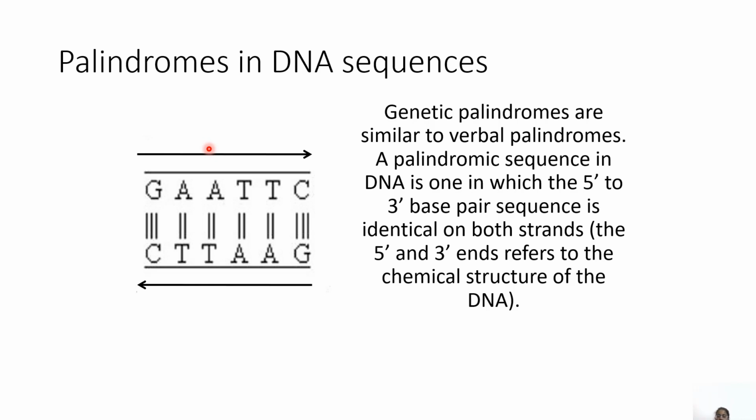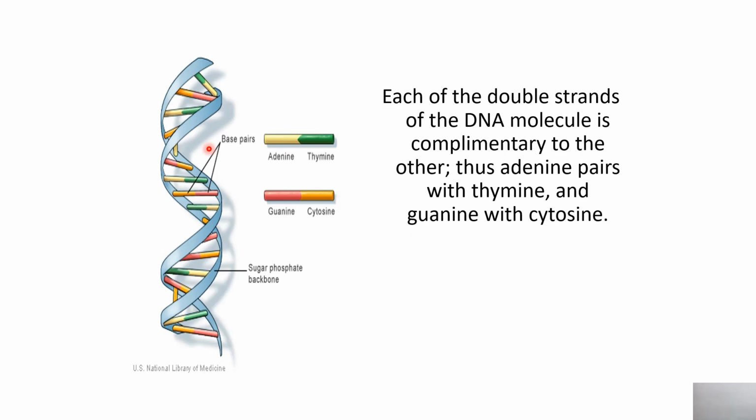So what does a palindrome have to do with molecular biology? Palindromes in DNA sequences are very common. Genetic palindromes are similar to verbal palindromes. In palindromic sequences, the 5' to 3' base pair sequence is identical on both the strands. 5' and 3' refers to the chemical structure of the DNA. Each of the two strands of the DNA molecule is complementary to the other. Thus adenine pairs with thymine and guanine with cytosine. That is how the pairing works between the two strands of the DNA.